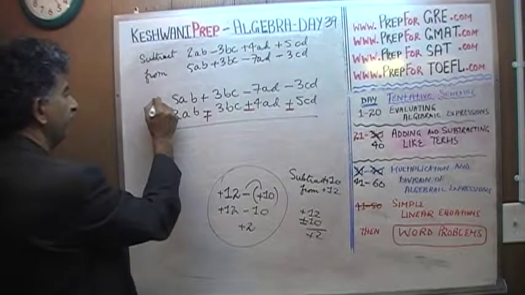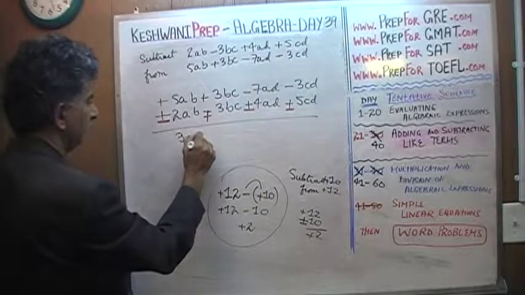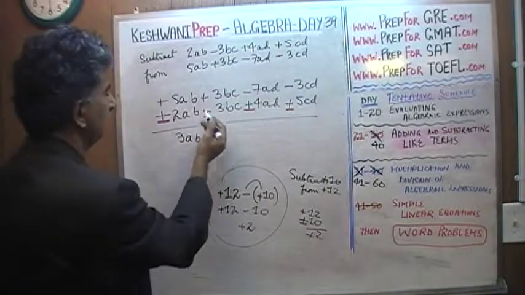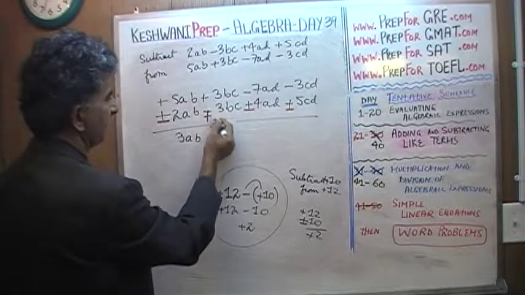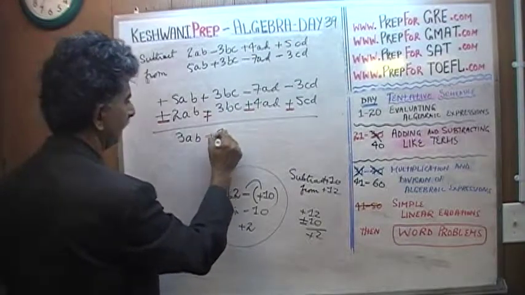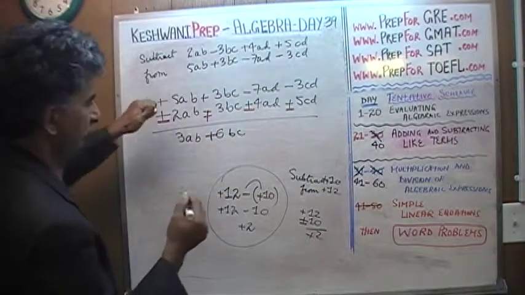This is a positive 5. Positive 5 and a negative 2 is going to give us positive 3AB. And since it's positive, we don't need to write the sign. A positive 3BC and a positive 3 is going to give us 6BC. Which, if you think about it, makes sense.